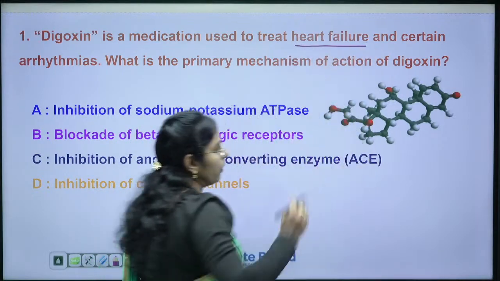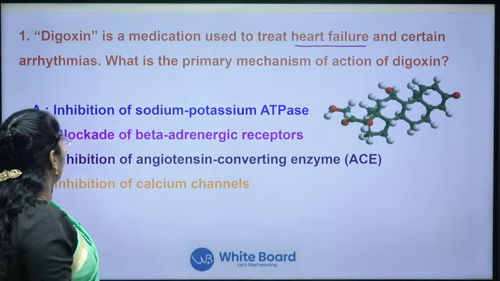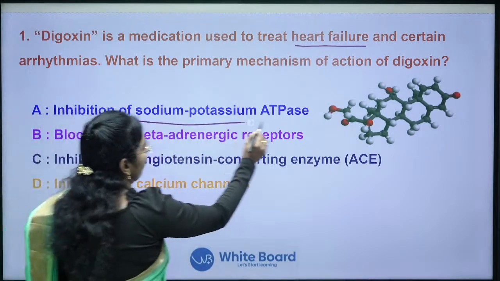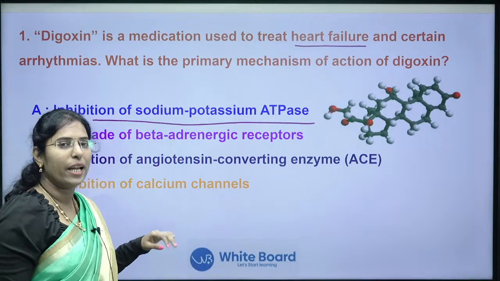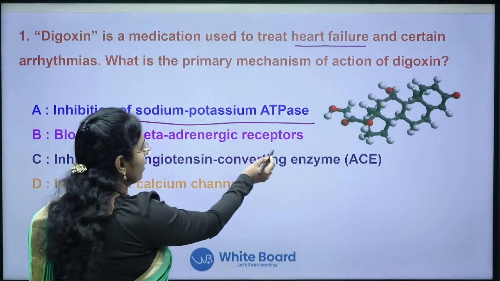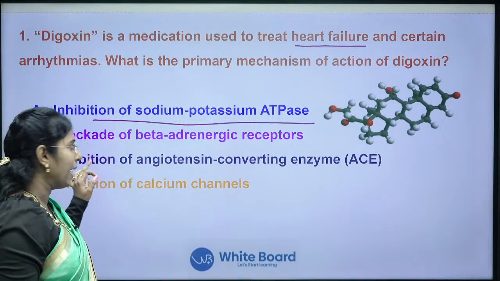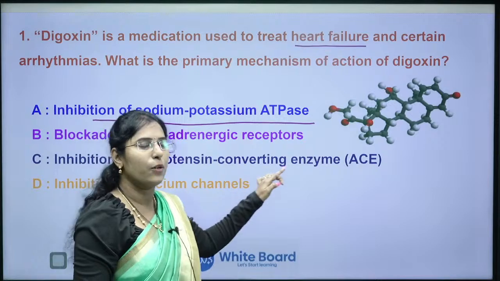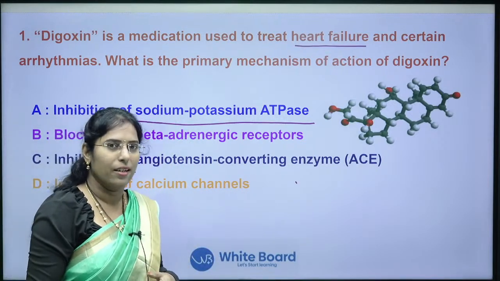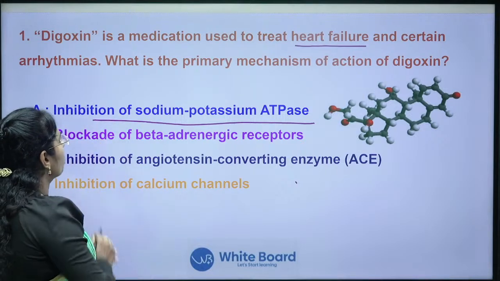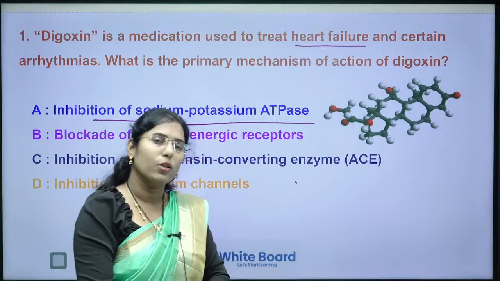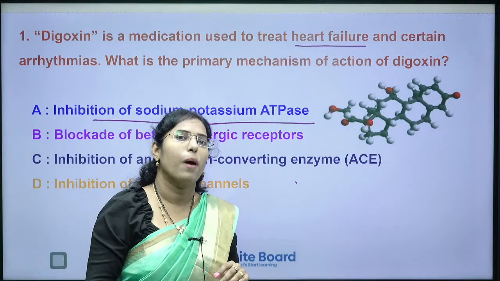Here they have given 4 options. The first option is inhibition of sodium potassium ATPase enzyme. The second is blockade of beta adrenergic receptors. The third option is inhibition of angiotensin converting enzyme. And the next one is inhibition of calcium channels. Coming to the first option, it is going to treat heart failure, which is nothing but the heart not being able to pump the blood.